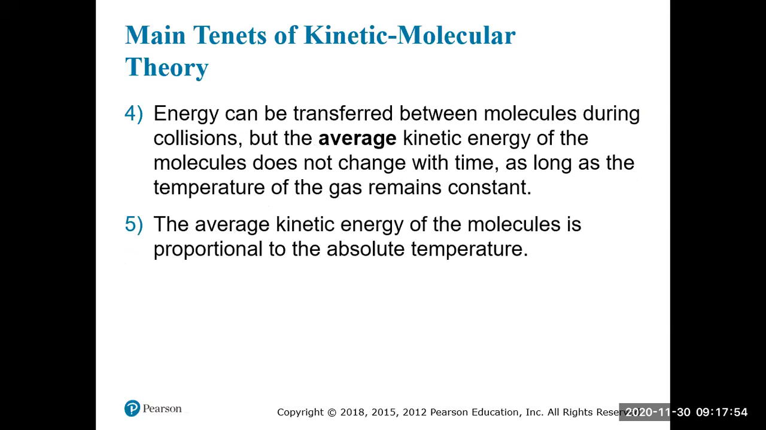When you do have a collision, you do get a transfer of energy. But as long as you don't change the temperature, that average kinetic energy really doesn't change much with time. That average kinetic energy of the molecules is proportional to the temperature. So when temperature goes up, that kinetic energy increases. Usually it goes down, it goes down.